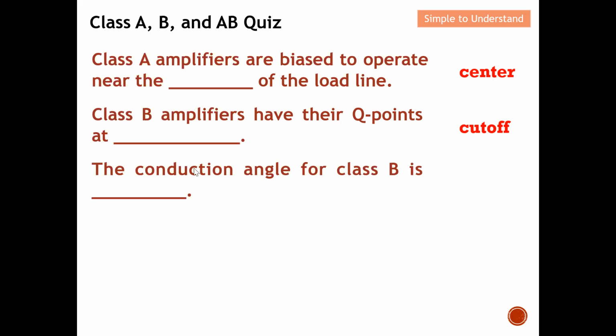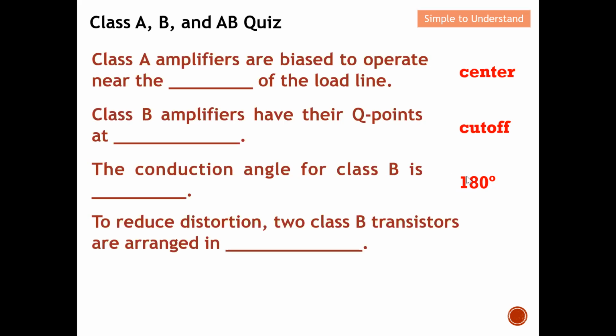As for the conduction angle for class B, how much will it be? It is basically 180 degrees. Remember, half the time it will not be on; only about half the time is actually on. In fact, it is slightly less than 180 degrees if we consider the crossover effect.